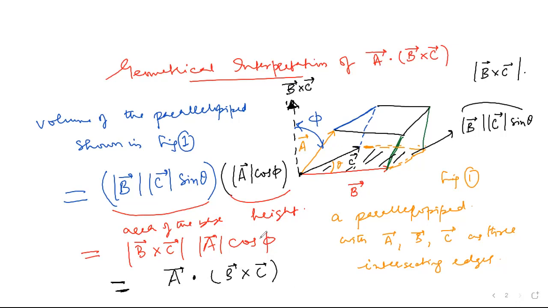So it is A dot B cross C, vector A, right? Magnitude of vector A times magnitude of B cross C times cosine of the angle between A and B cross C, which is phi in the figure. It is A dot B cross C. So what is the conclusion? A dot B cross C is representing the volume of this parallelepiped geometrically.